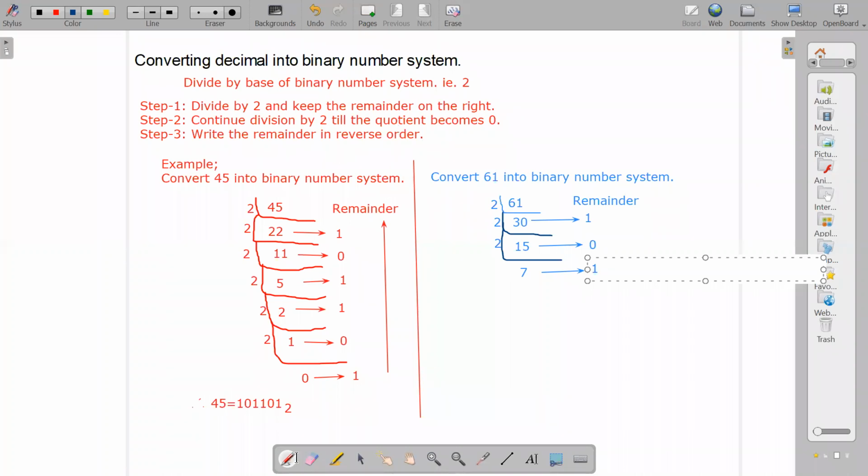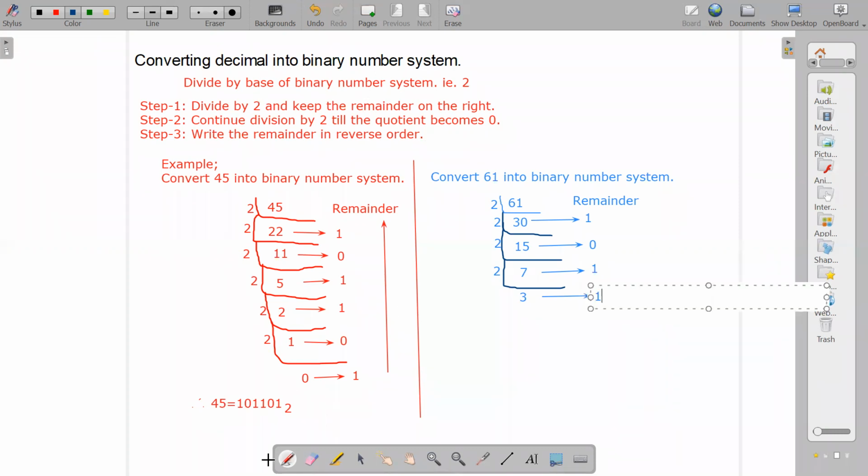Now next, 2 how many times to get 7? 2 1s are 2, 2 2s are 4, 2 3s are 6, 2 4s are 8. 8 is greater than 7. So 2 3s are 6. Remainder is just 1.